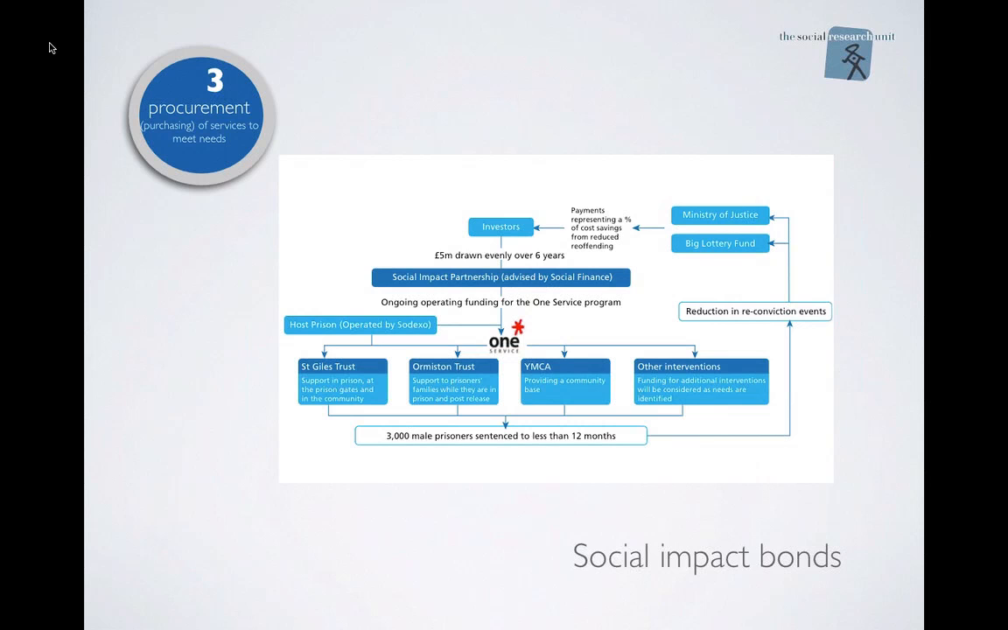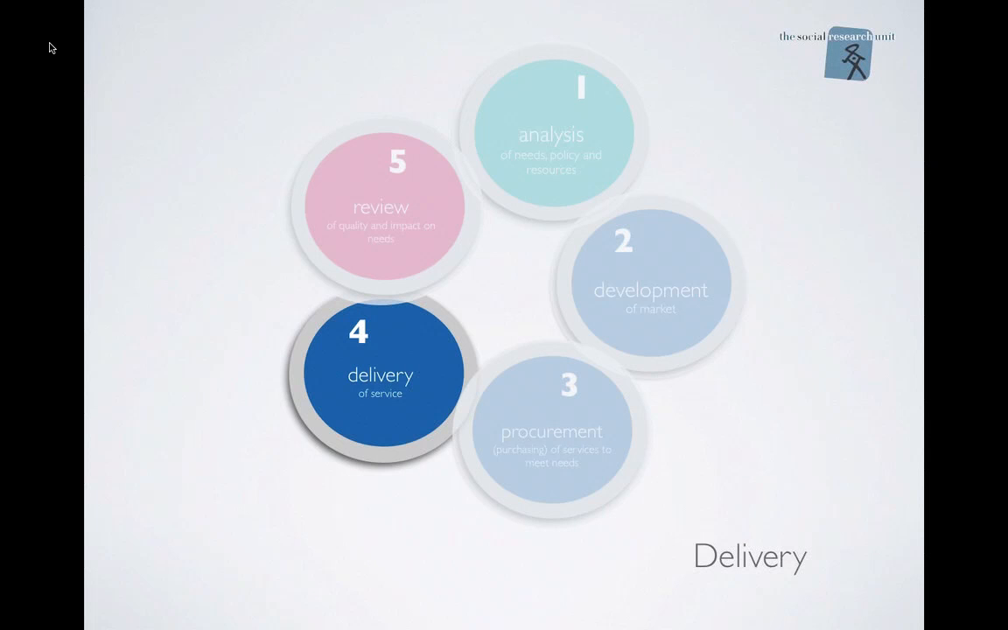We now move on to the fourth step in the commissioning cycle, and that has to do with the delivery of service. Once the contract has been signed, the service then must be delivered, managed, and paid for by the chosen provider organization. How to implement evidence-based programs is the topic of our next webinar, where we discuss things like recruitment of practitioners, participant engagement, implementation fidelity, organizational support, and so on. For now, we will move on to the final step in the commissioning process, which is the review of quality and impact on needs.